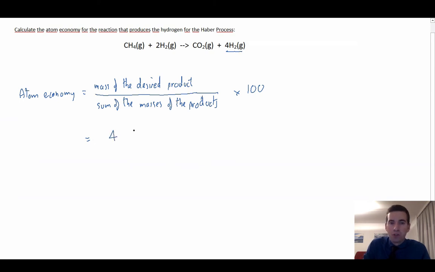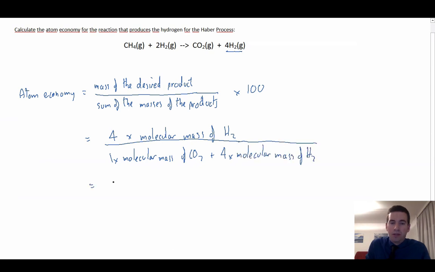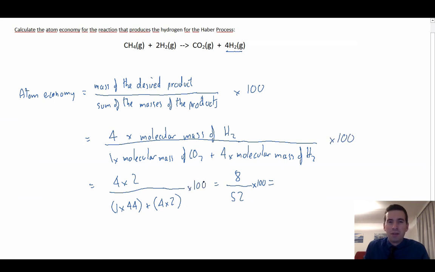So it would be 4 lots the molecular mass of hydrogen divided by 1 times the molecular mass of carbon dioxide plus 4 times the molecular mass of hydrogen, which equals 4 times 2 divided by 1 times 44 plus 4 times 2, which gives us 8 over 52 times by 100, obviously. Forgot to put those in. Which gives us the final answer of 15.4%. So that means out of the atoms in the reactants, if we look at it by mass of atom, only 15.4% will actually go into the desired product.